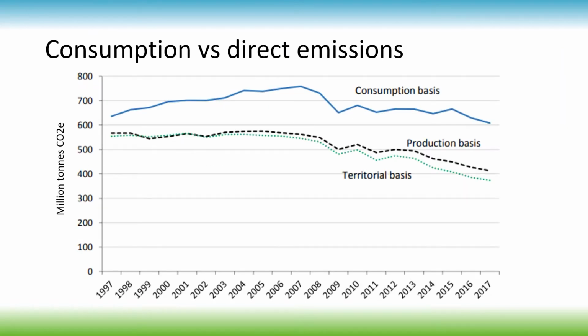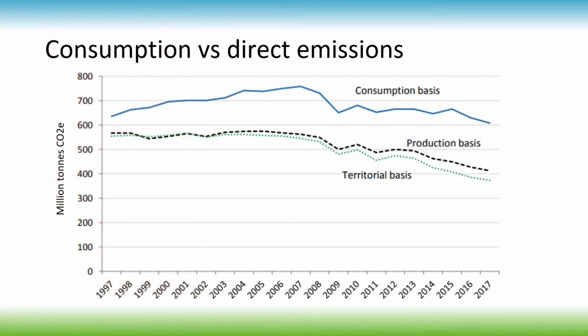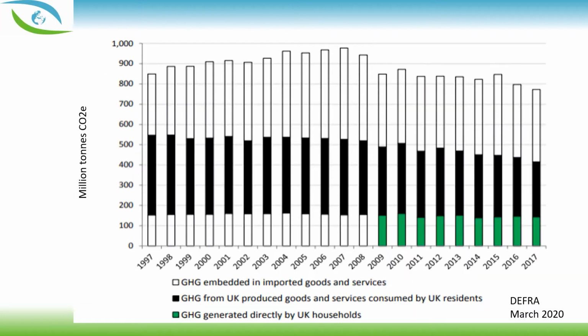This chart was produced by DEFRA and shows the difference between the two figures for consumption emissions and direct emissions for the United Kingdom since 1997. The carbon dioxide footprint, on a consumption basis, is notably biggest due to the impact of embedded emissions in imported goods. The inventory also measures emissions on a territorial basis, which only include emissions which occur within the United Kingdom borders. This chart shows the greenhouse gases produced by UK households, by the United Kingdom produced goods and services, and by imports. Greenhouse gas emissions generated directly by households account for about 17% of the total.